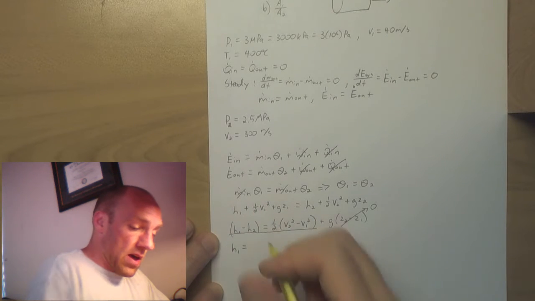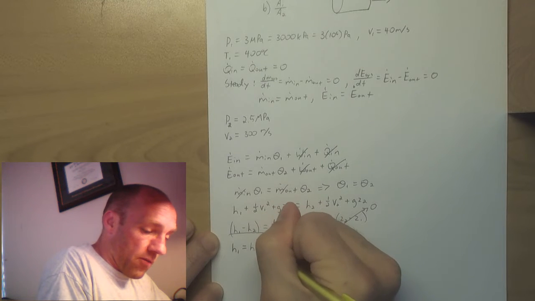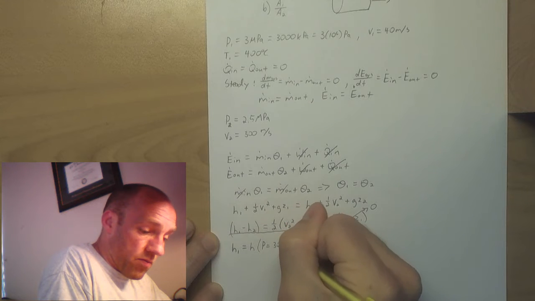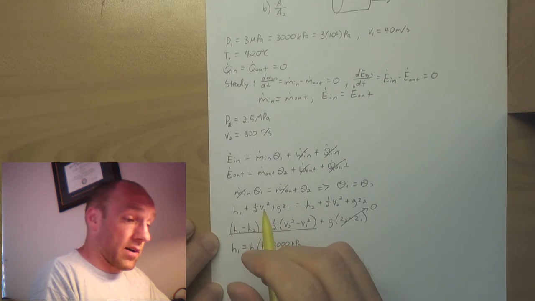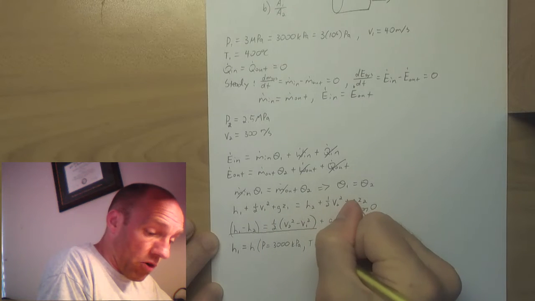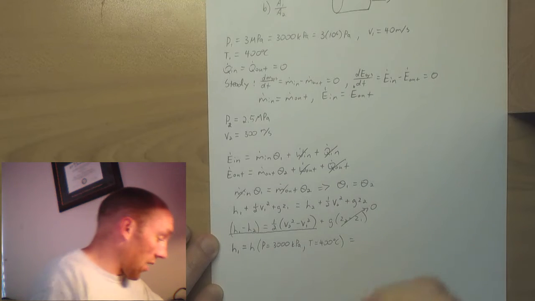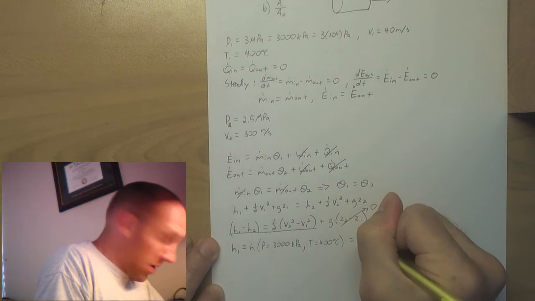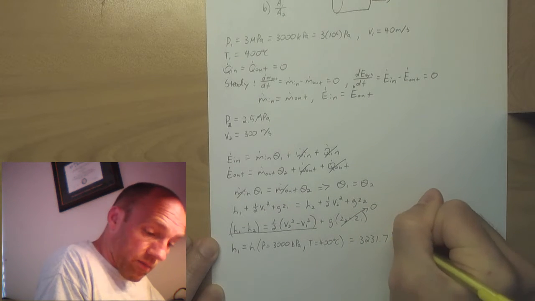So H1 is just going to be the enthalpy as a function of pressure at 3000 kPa and temperature of 400 degrees C. I go into my calculator and I can figure that out. That's 3231.7.